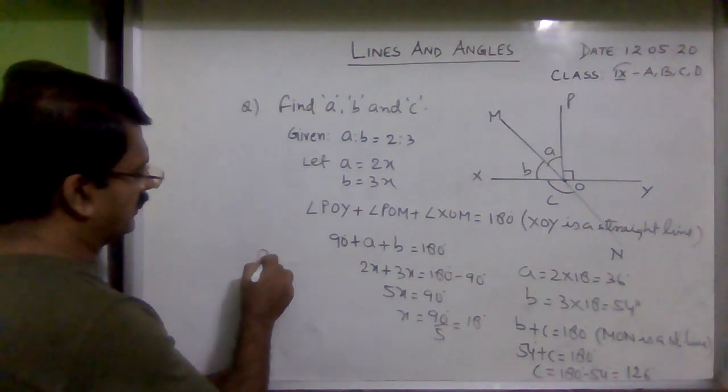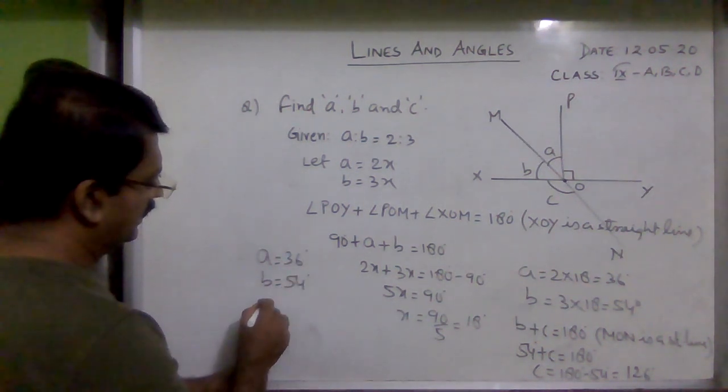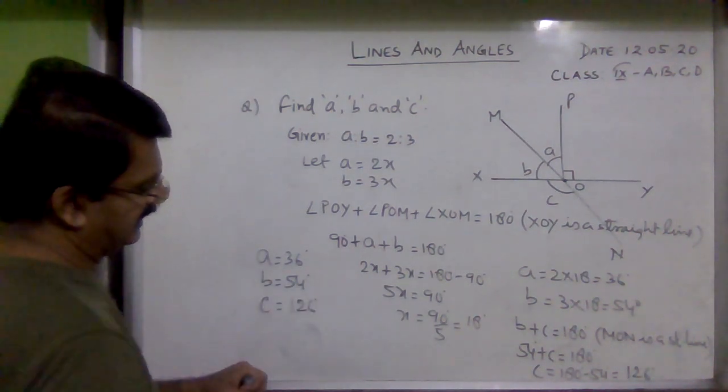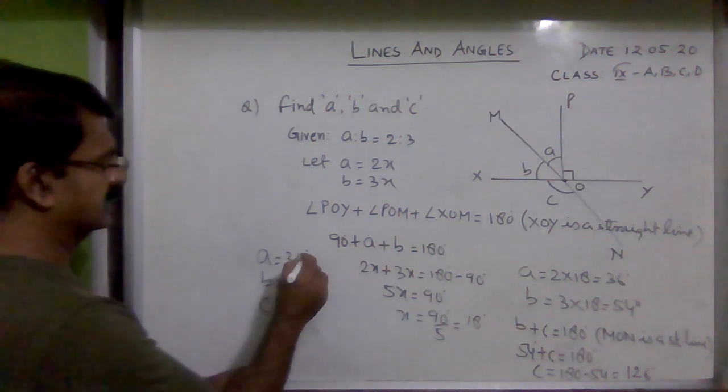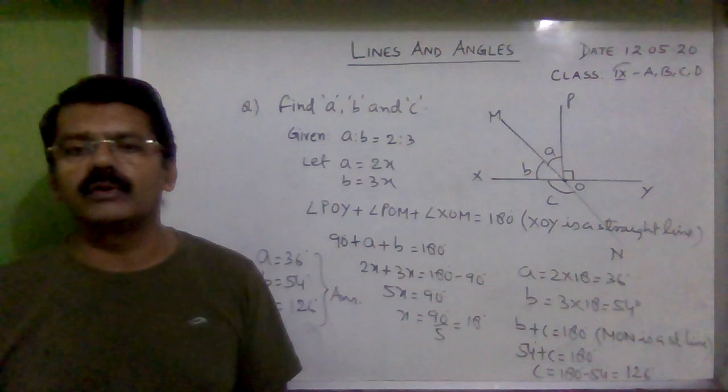So A is equal to 36, B is equal to 54, C is equal to 126. Clear? That is your answer. So after this, we will do one more example.